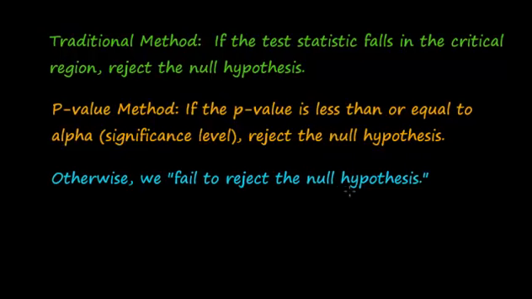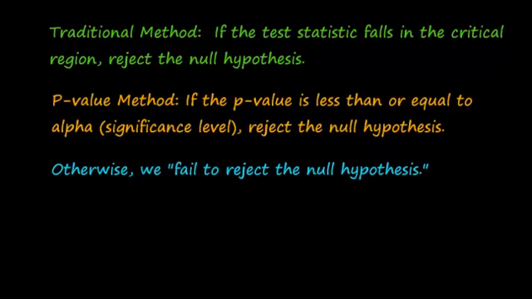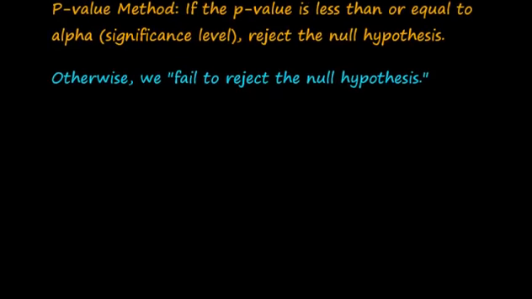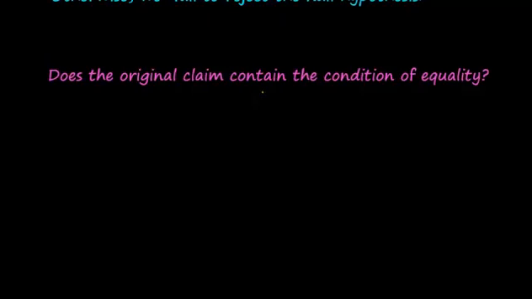So we'll use a decision diagram and the information we have obtained from our technology after we put in the correct information to make our decision, and our decision will be one of these two. And then we will use the flow chart that we've seen before to form the wording of our conclusion. So recall that when we form the wording of our conclusion, we start with the question, does the original claim contain the condition of equality? And I just want to run through this again to help this make sense to you.